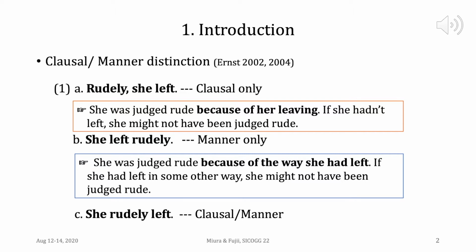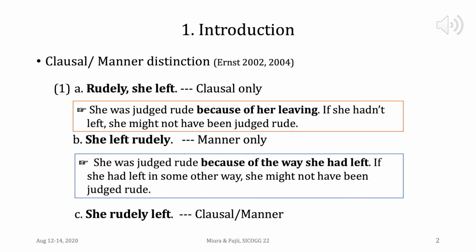For example, in 1a, rudely she left, the agent-oriented adverb rudely occurs higher than tense. The interpretation we get is that she was judged rude because of her leaving. If she hadn't left, she might not have been judged that way. This reading is called a clausal reading.